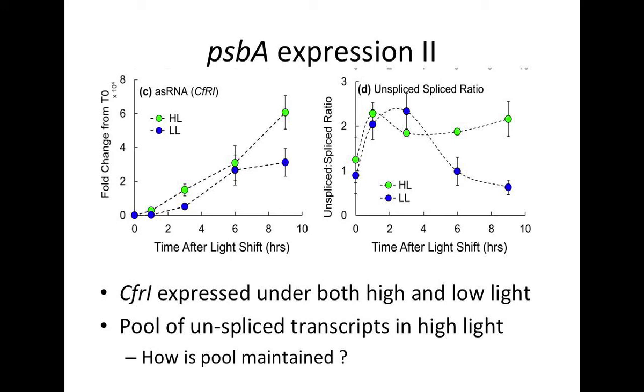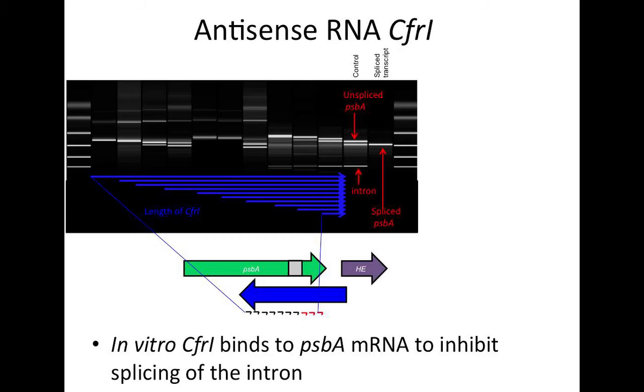So how is this pool of unspliced psbA transcripts maintained? Well, we think the answer may be the antisense RNA CFR1. So this RNA, we now know where the end is. It starts in the homing endonuclease and it will run back all the way through the intron. It's quite long and goes three-quarters of the way through psbA. By mixing the psbA transcript and artificially produced antisense CFR1 transcripts, we can show these bind.